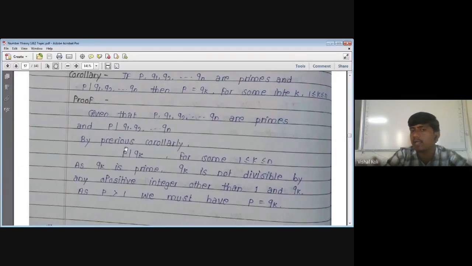But we know that p is also a prime. As p is a prime, p must not be equal to 1. As p is not equal to 1, p must be equal to qk. Therefore we have p equal to qk. And from this we conclude that if p and these n integers q1, q2 up to so on qn are primes, and p divides the product of these n integers, then p must be equal to qk for some integer k, where k lies between 1 to n.